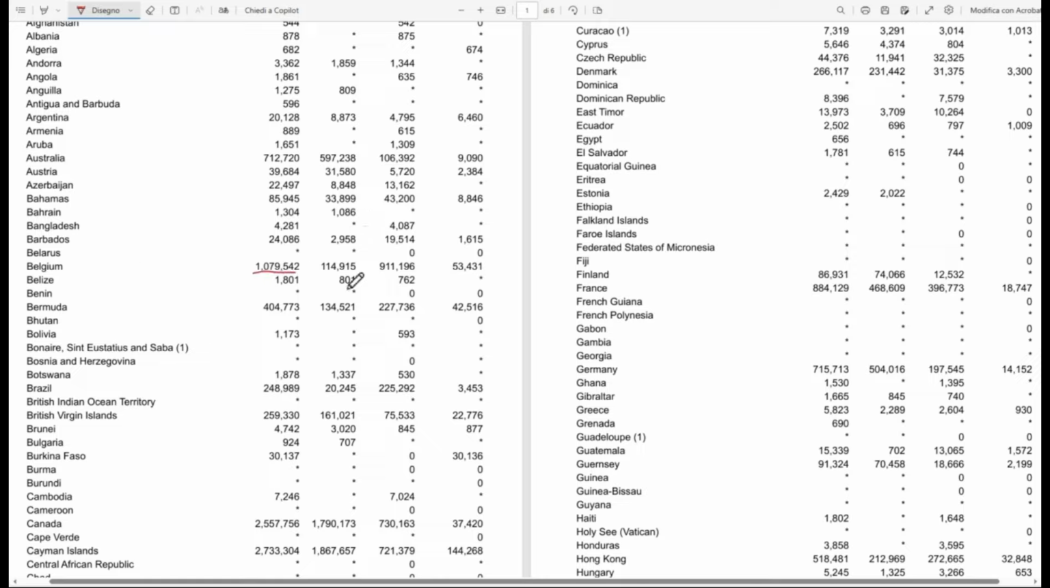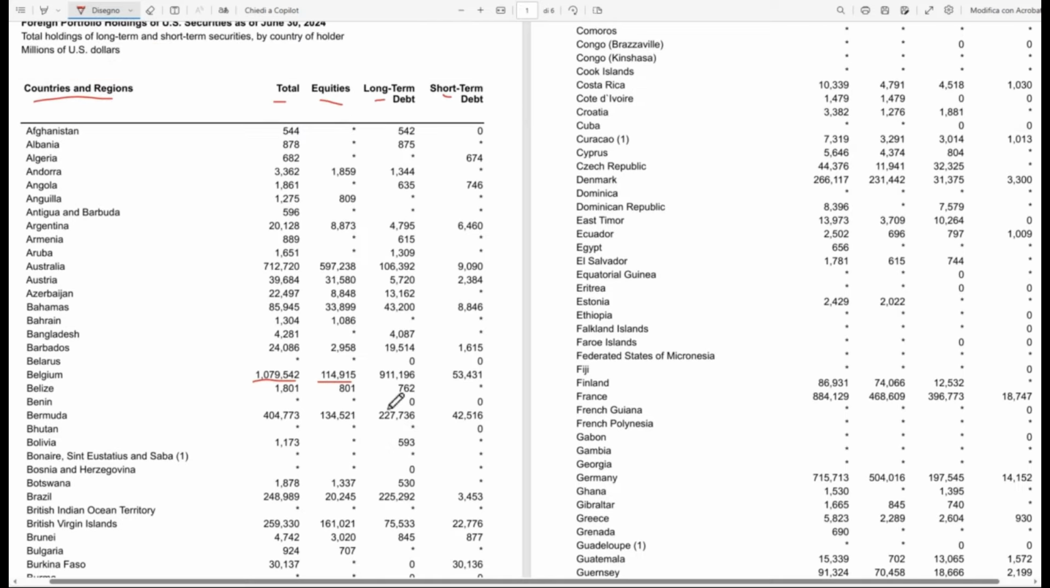Belgium, $1 trillion. So it's 114.9 billion in equities. Probably it can be banks in Belgium that take the savings of ordinary people who ask to invest in the stock market, and they give them a load of US stocks which are worthless. So there is $114.9 billion invested in US equities. There is a holding of 911 billion, 900 billion in US Treasuries, which can be held in American banks, European banks, or the central bank, and 53.4 billion in short-term debt.